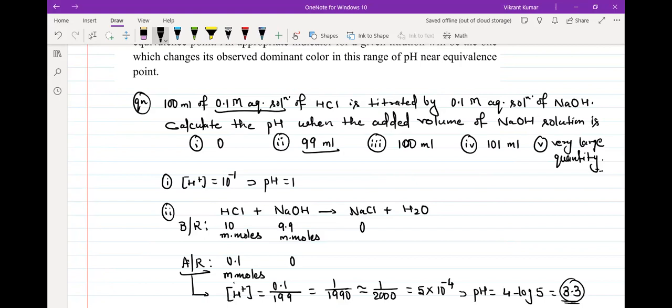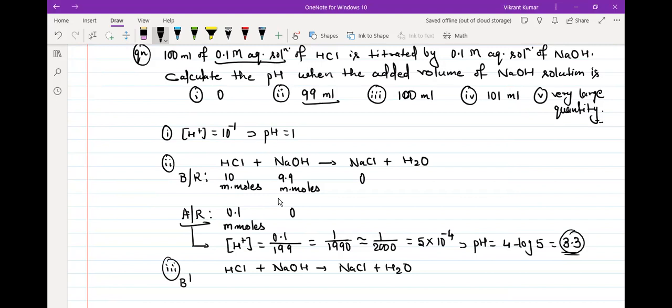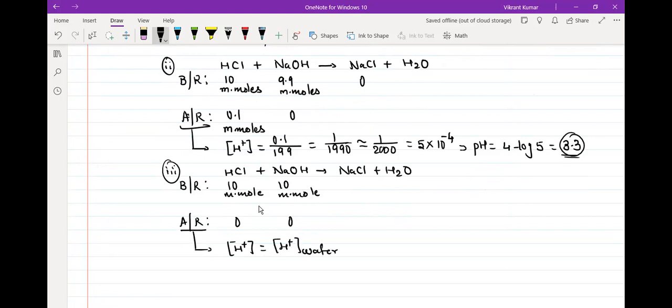Is it okay? Now, if I solve the third question, third का बताओ. 7. 7, क्योंकि it will be completely neutralized, है ना? That is the equivalence point. So if you see this one, HCl plus NaOH giving NaCl plus H2O, before reaction ये भी 10 millimole हो गया और ये भी 10 millimole हो गया, and that's why they are going to be completely reacting, and the solution का pH will be decided by the pure water. And that's why we'll say H plus will be H plus of water, and that is 10 raised to minus 7 at 25 degrees C, so pH is 7.